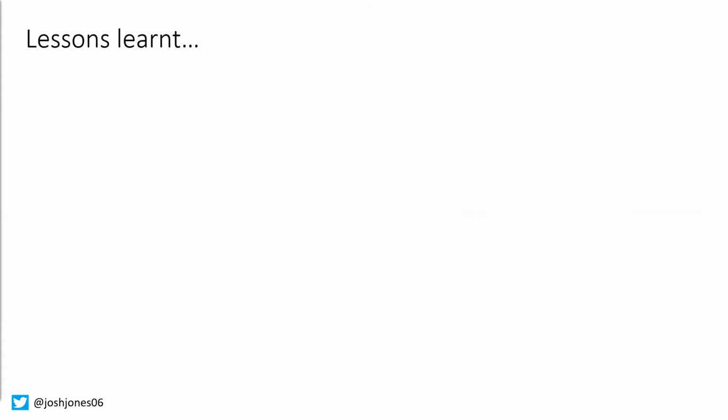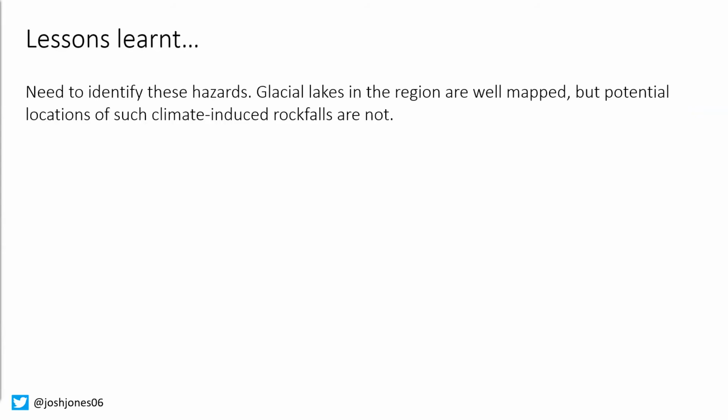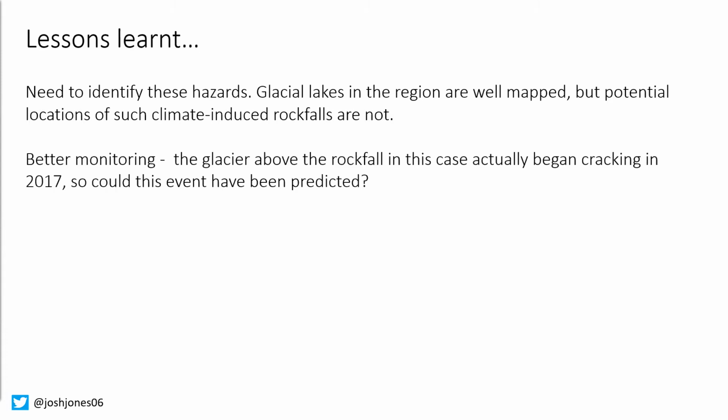Okay, so that's the event. What lessons can we learn from this disaster? Well, again, as with Langtang, a key thing to be able to do is identify these hazards. As I said, glacial lakes and GLOF hazard is well mapped, but these kind of permafrost-related instabilities are not. So we need to have a much better idea of where these events might happen in the future if we are to have a better effort at avoiding or mitigating them.